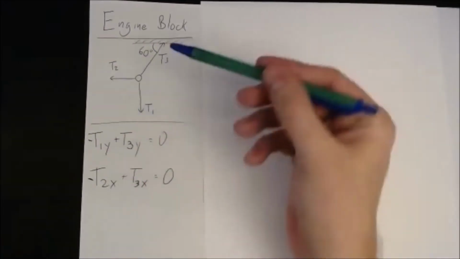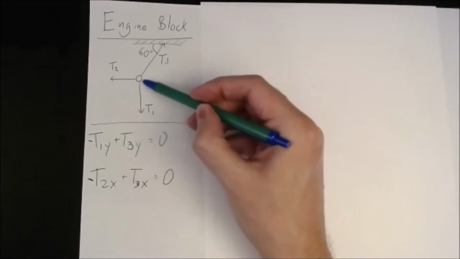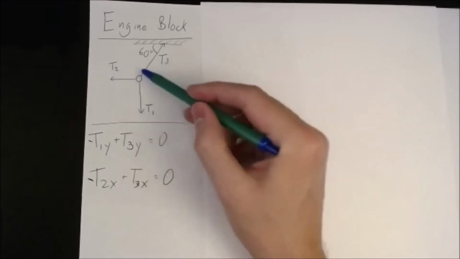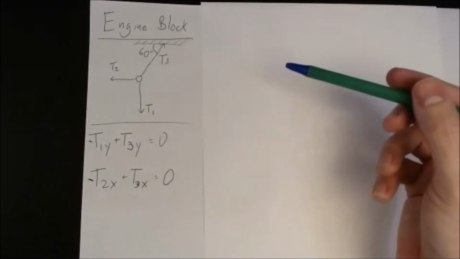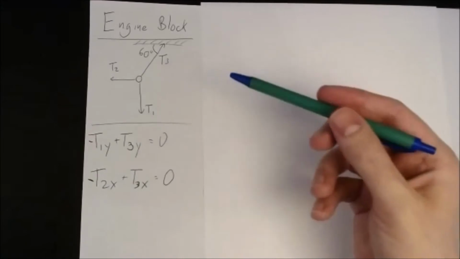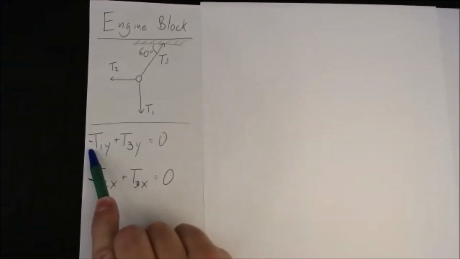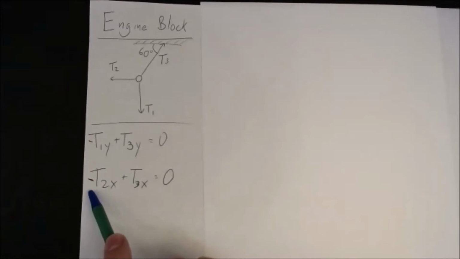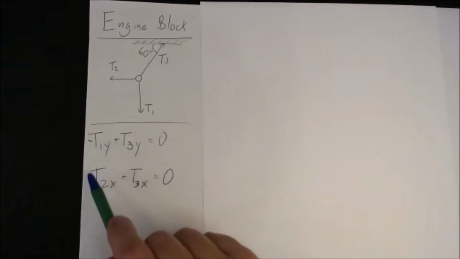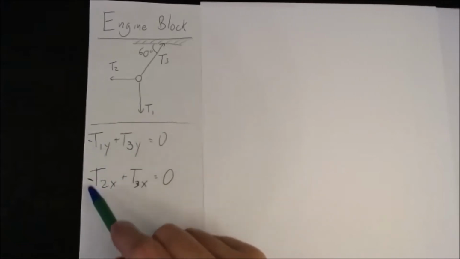We have our engine block. I've actually redrawn it, focusing on just that center ring right there. I've got T1, T2, and T3 pulling on that center ring, and I recreate what answer B was, but I did make one change for you to be able to see exactly what we're doing. I specified that T1y is pulling down and T2x is pulling to the left. I added in those negative signs just to be abundantly clear which direction things were pulling in.